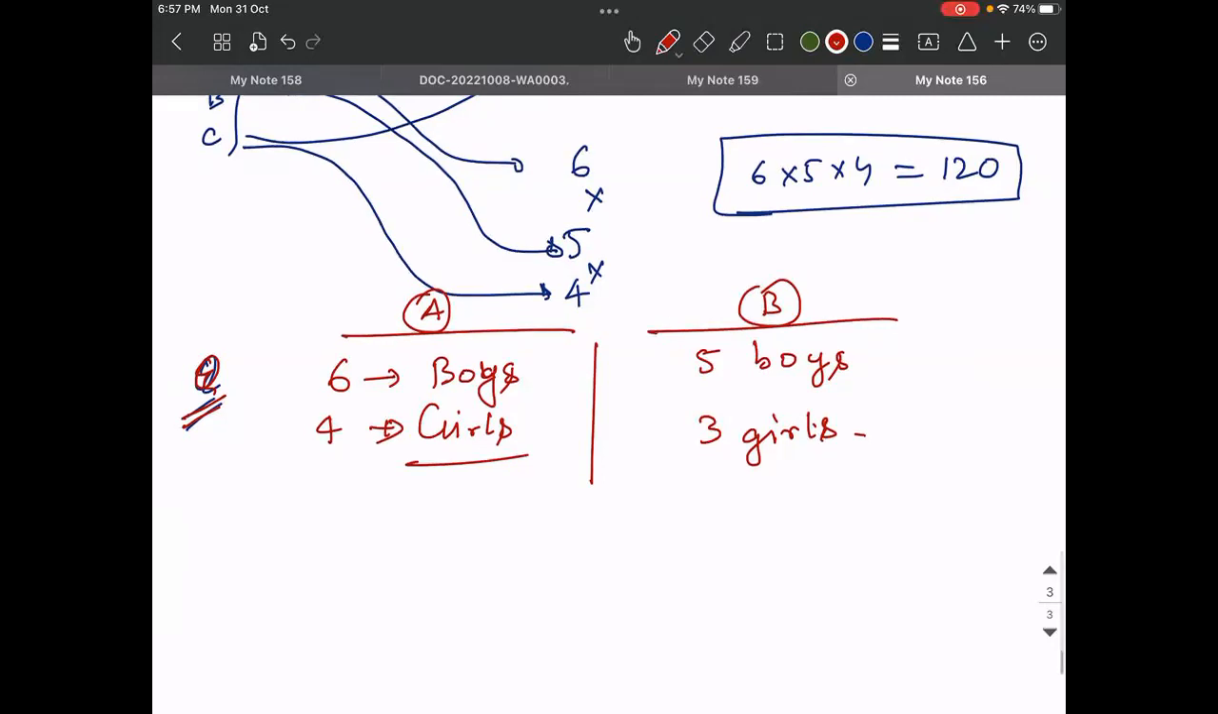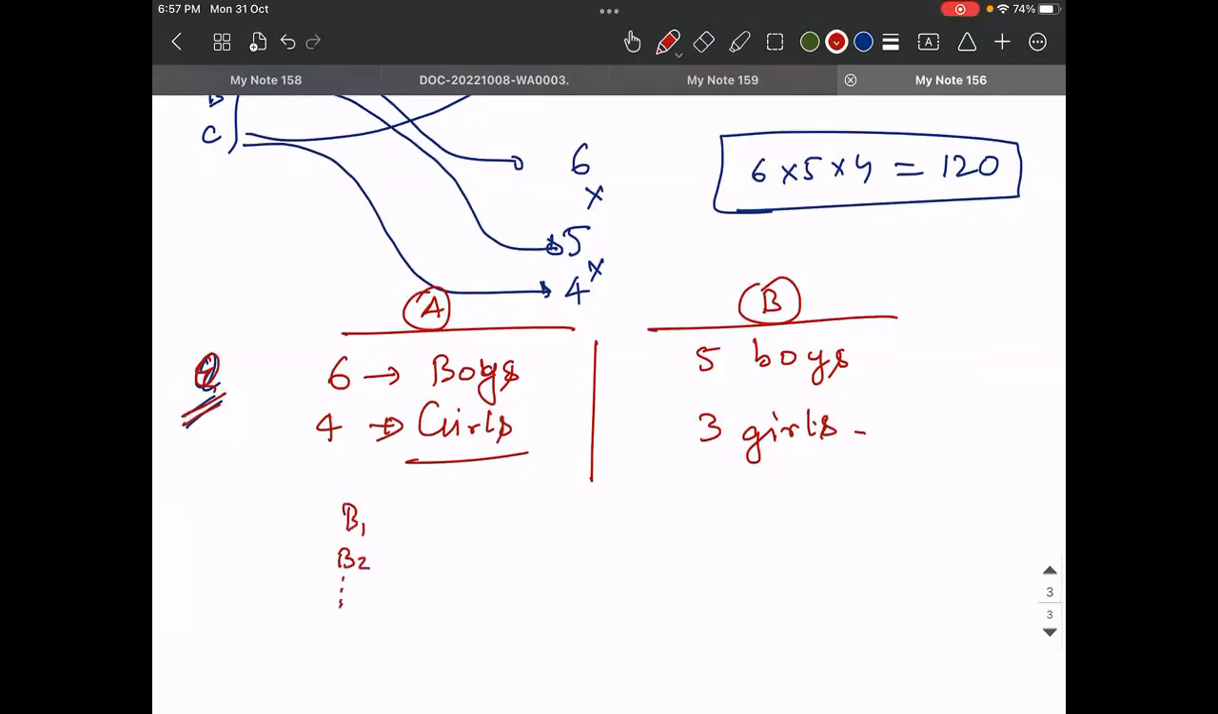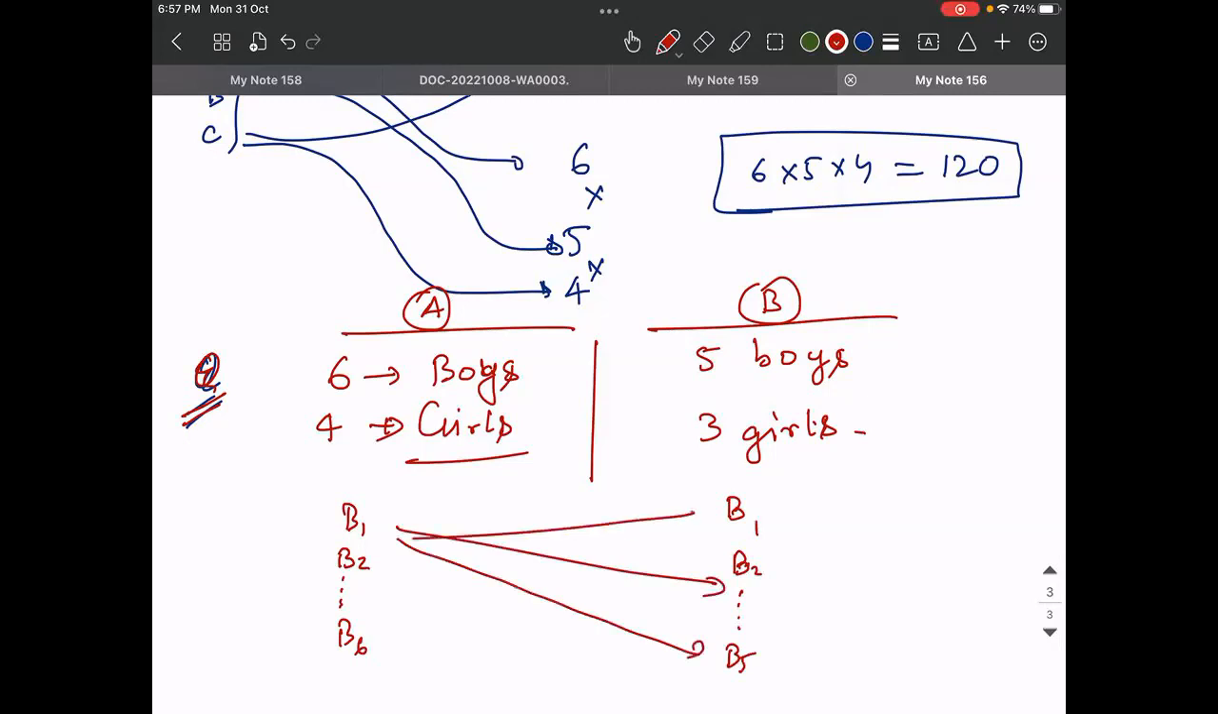That means let's say B1, B2, you have 6 boys up to B6, and B1, B2, up to B5, 5 boys. So matches can be played between these. B1 can play with any of the 5, B2 can play with any of the 5, till B6, they can all play with the 5. And the same goes with girls. Girl 1 can play with any of the 3 girls, girl 2 can play with any of the 3 girls, like that. Now find out, and or statement.